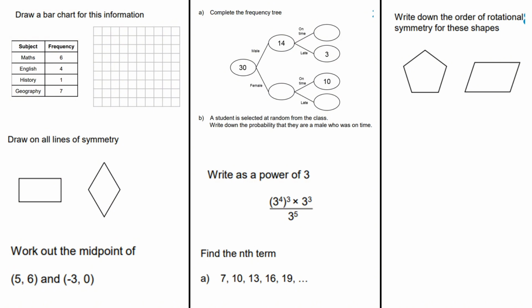Okay, so on this slide we've got some mixture of questions really. So draw a bar chart for this information. When I look at the frequency, I can see it's from 1 to 7, so I can just do from 0 to 8 perhaps. So that's 0, 1, 2, 3, 4, 5, 6, 7, 8. And I've got 1, 2, 3, 4 different subject categories. So it's a bar chart, so that means that there should be equal gaps between them.